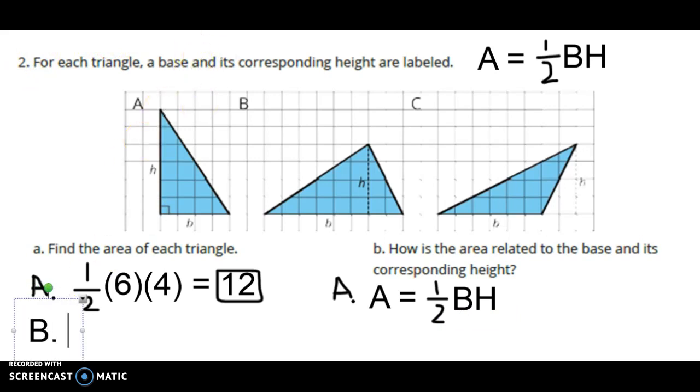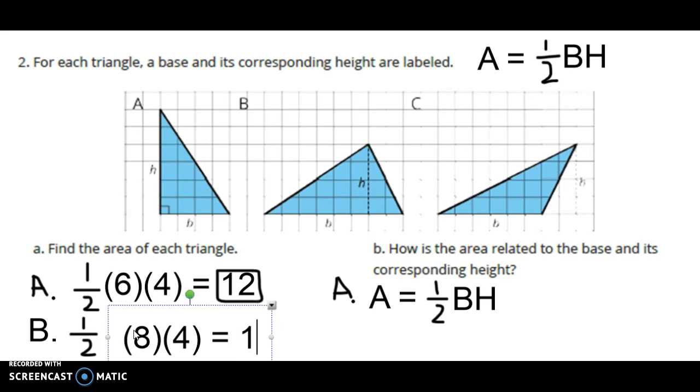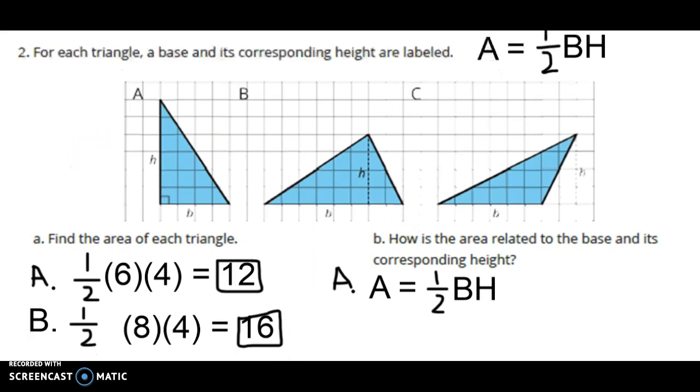So once again, we know that my area is going to be 1/2 times the base. The base in this case, let's count our units, is 1, 2, 3, 4, 5, 6, 7, 8. So 1/2 times 8 times my height, which is 1, 2, 3, 4. So 8 times 4 is going to be 32. Divided by 2 is 16. So for triangle B, my area is 16 units squared. Pause the video, try triangle C on your own, then look up here when you're ready to review.